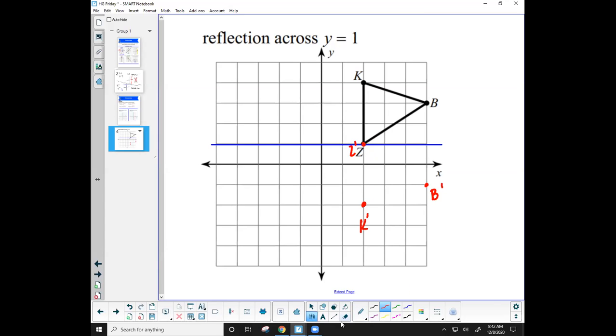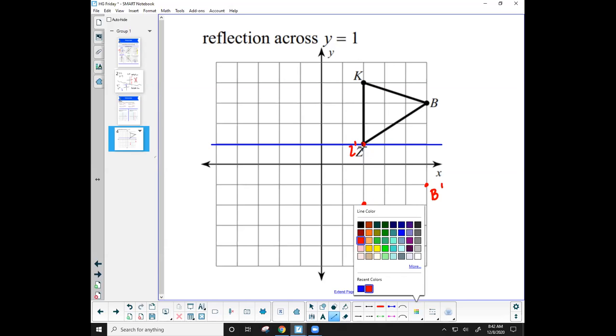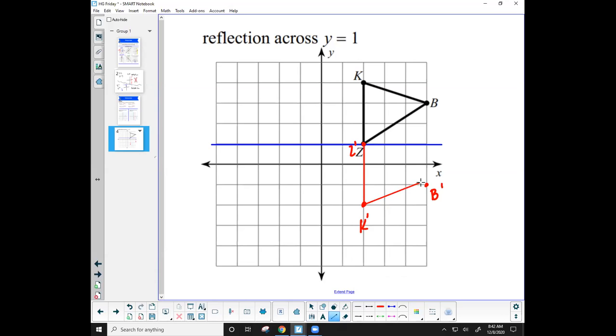So then my new triangle is going to look like this. There's my new triangle. It's reflected over this line. Okay, so what that's going to look like in terms of Delta Math.